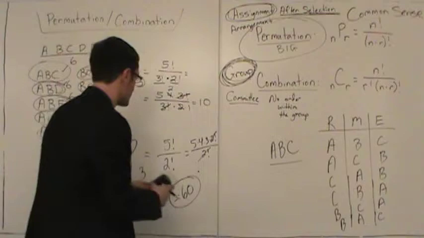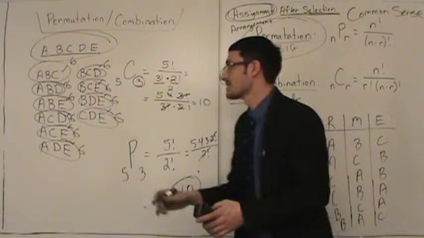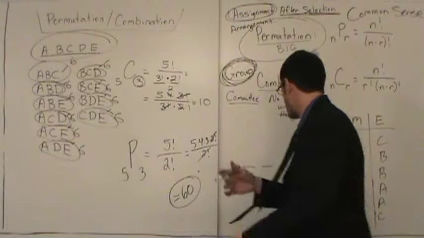We want to select how many people out of that group? We want to select 3 people out of this group of 5. There's a total of 5 people in the group. We want to select 3 people, and we want to assign first place, second place, and third place. Okay, so here's first, here's second, and here's third.